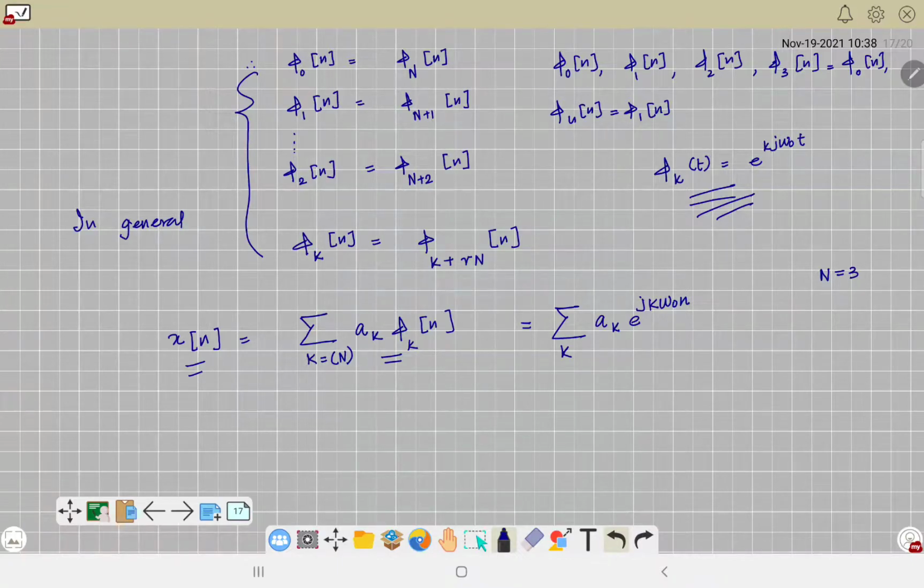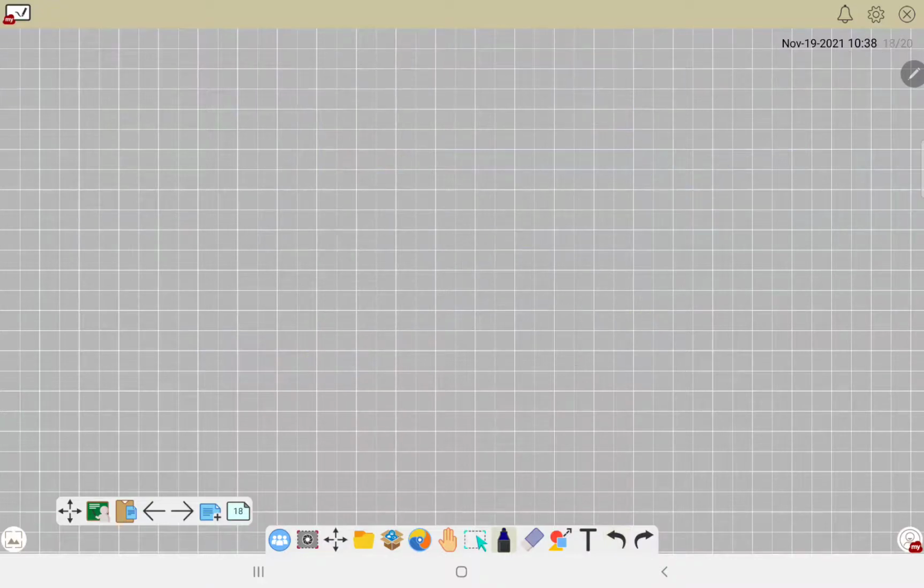So this will be the Fourier representation of our discrete time sequence. So we have x of n.